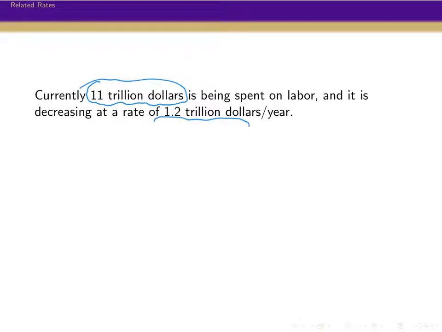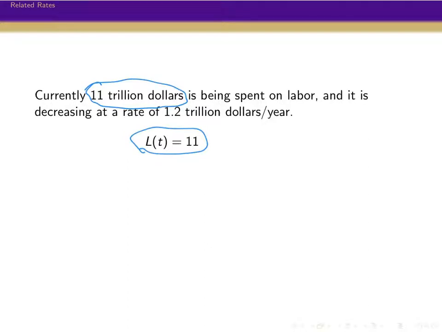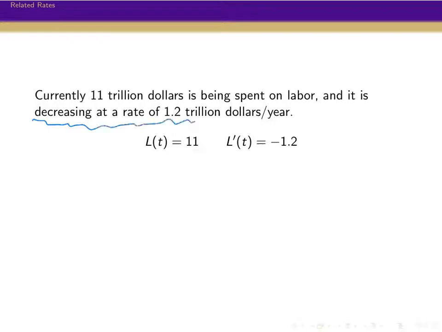So how can we write that in terms of functions? Well, the $11 trillion spent on labor, that's saying the value of the function is 11. The decrease in the rate of $1.2 trillion per year, well, that's talking about a rate of change, and so that's talking about the first derivative. And so we can set the first derivative here to be minus 1.2. And so the minus sign there is talking about the decrease.